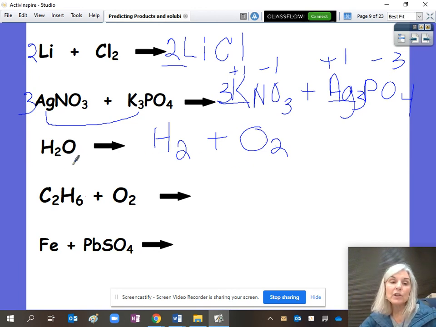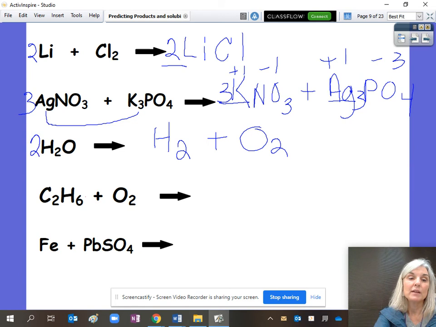So if we look, to make sure it's balanced, in our oxygen, we have 2 here and only 1 here. So that means we've got to put a 2 to make 2 oxygens. Well, then that changes our hydrogen to a 4. So that means we put a 2 here.